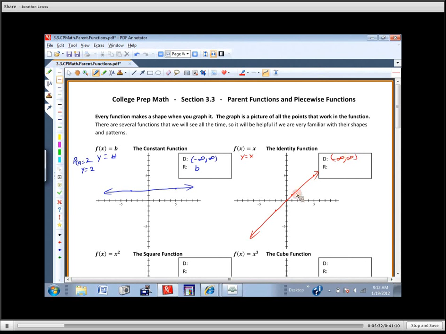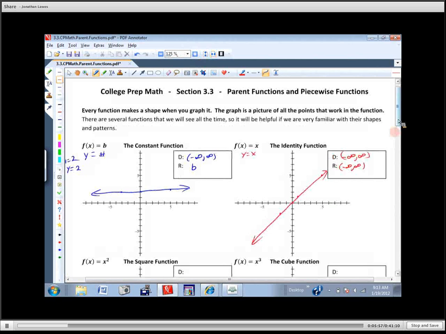And what about the range? What if we take these points and we squish them onto the y-axis? What part of the y-axis would be covered? The whole thing, right? So how would we indicate that? We'd just say from negative infinity to infinity, or we could say all reals if you want. Again, interval notation is generally preferred. Okay. All right. Any questions? Okay.